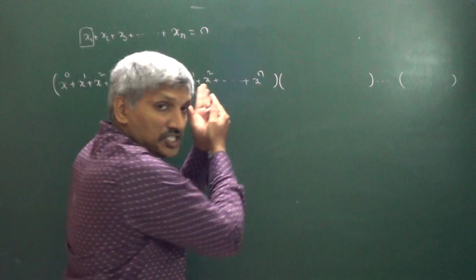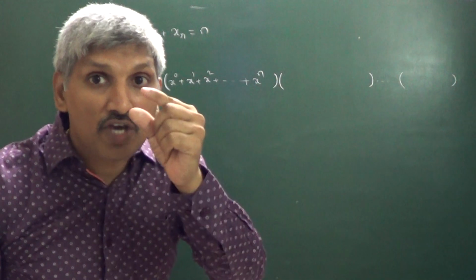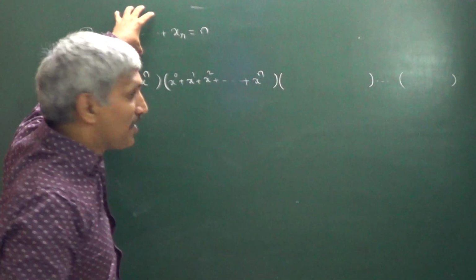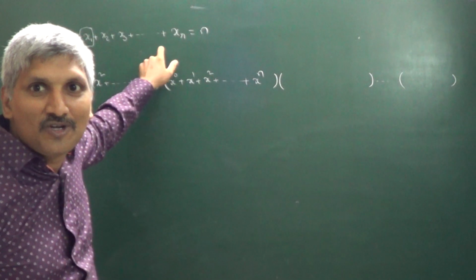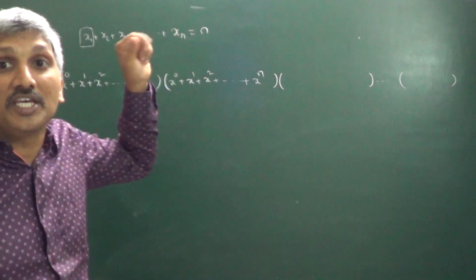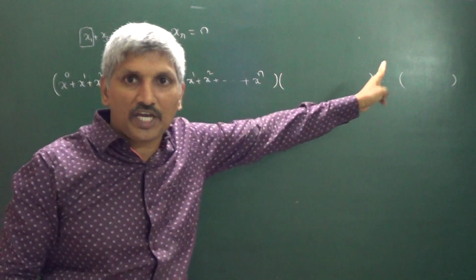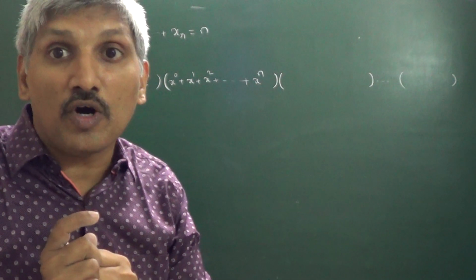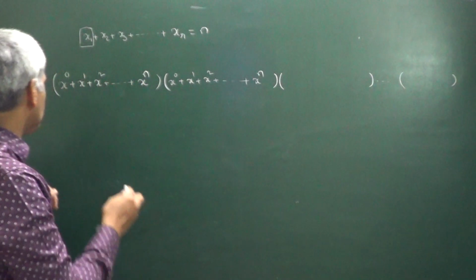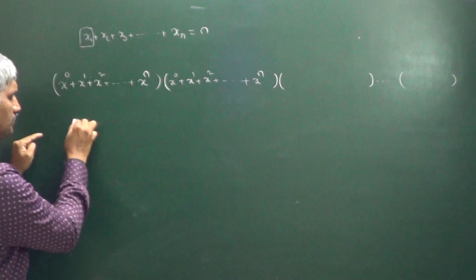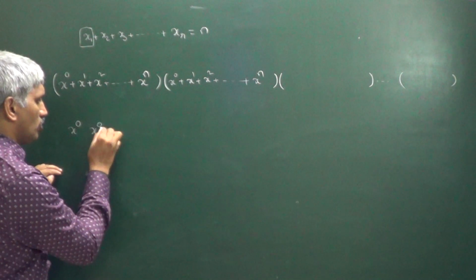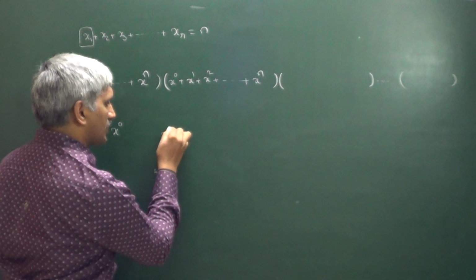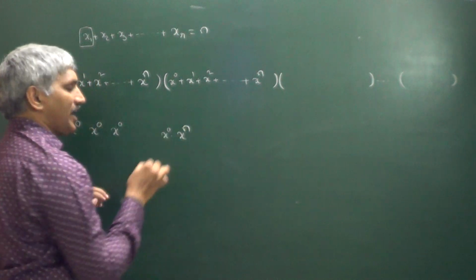In this multiplication, we have to find out the coefficient of x power n. The number of non-negative integral solutions for this equation is nothing but the coefficient of x to the power of n in this entire multiplication. How? Observe here. Here x power 0 multiplied with x power 0 multiplied with x power 0, and the last also multiplied with x power 0 and the last term x power n.